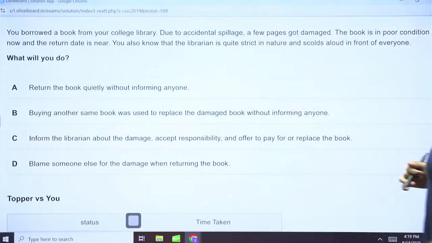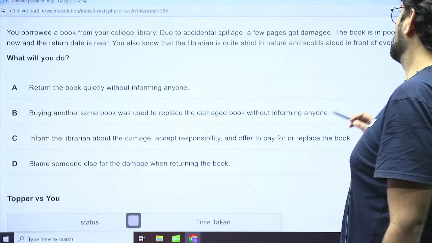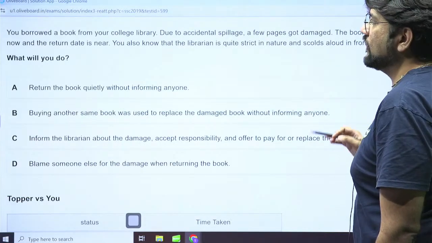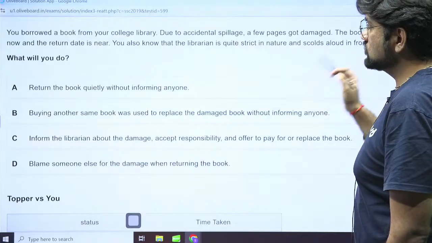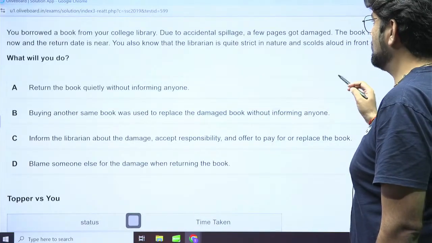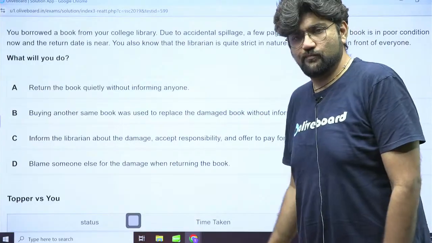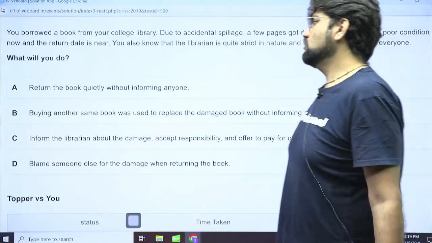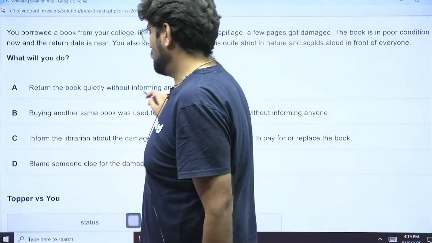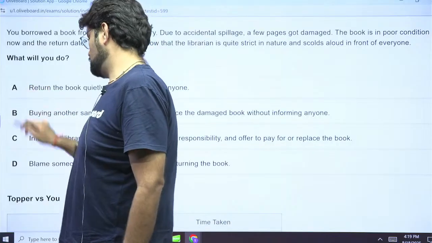Just read the question once. You borrowed a book from your college library. Due to accidental spillage, a few pages got damaged. The book is in poor condition now and the return date is near. You also know that the librarian is quite strict in nature and scolds aloud in front of everyone. What will you do? Return the book quietly without informing anyone. This is obviously not a moral way to approach this problem.